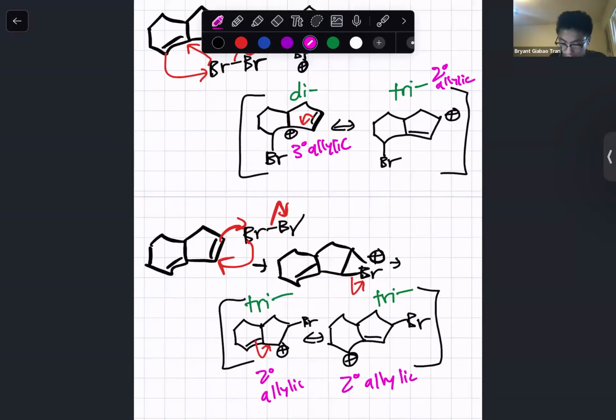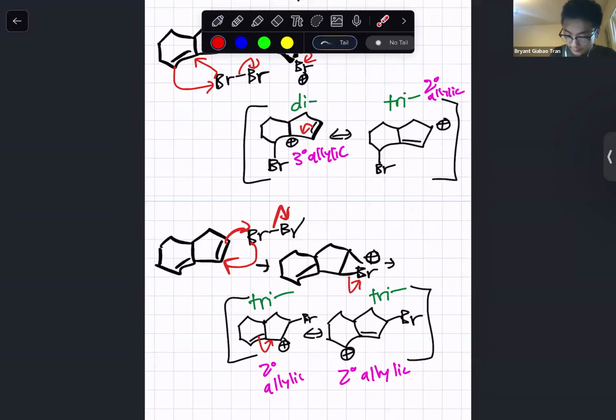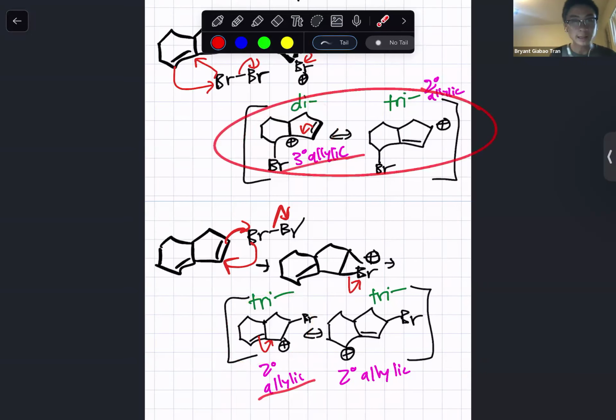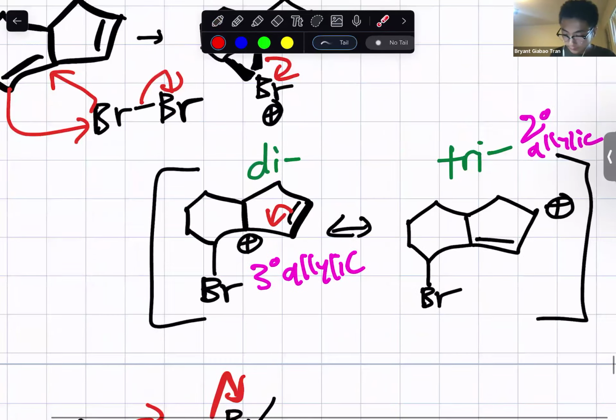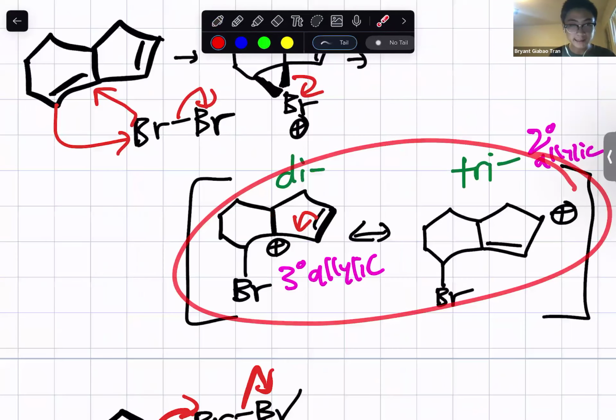Now, let's look at which set gave us the more stable carbocation first. This was the first carbocation that gets formed in that set, and this was the first carbocation that gets formed in the other set. We know that the tertiary allylic carbocation is more stable than the secondary allylic carbocation. So this set here is a more stable set than this set, right? I forgot to do this in the last reaction, but since this is a more stable set, we could basically ignore that other set right there. So we're only going to keep into account this set right here.